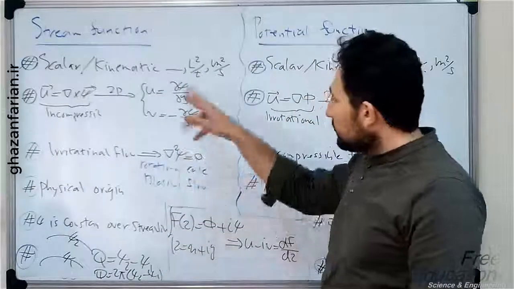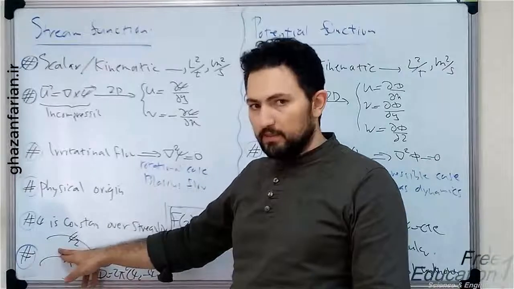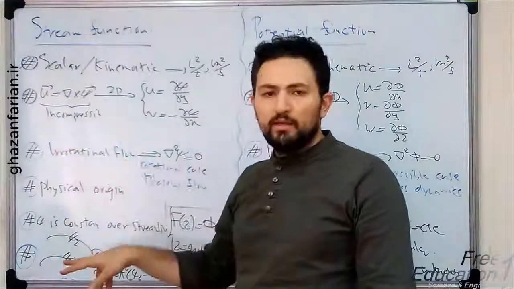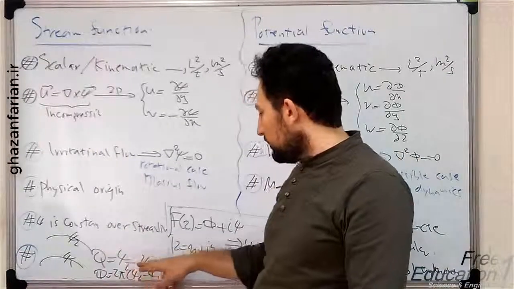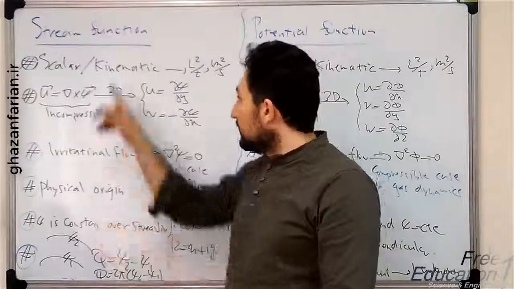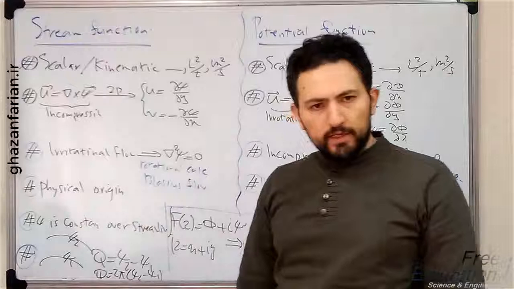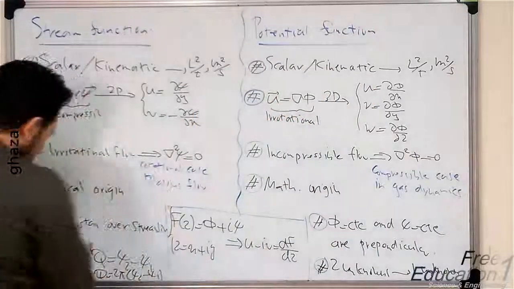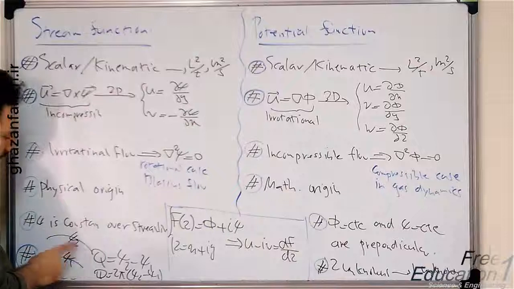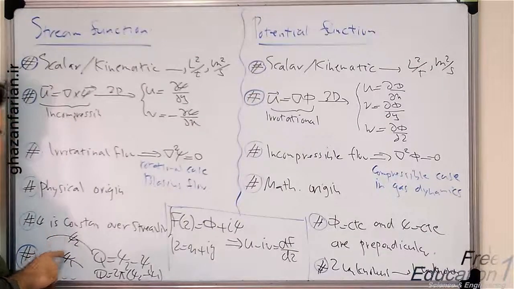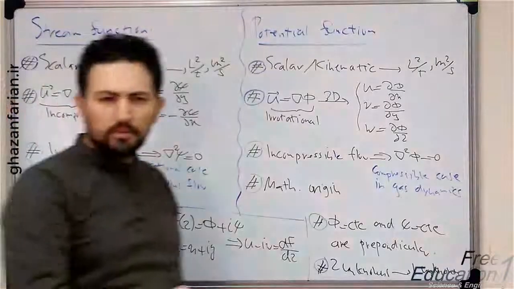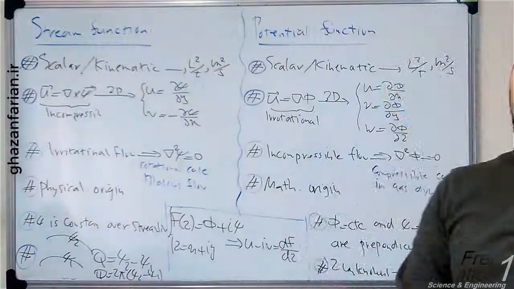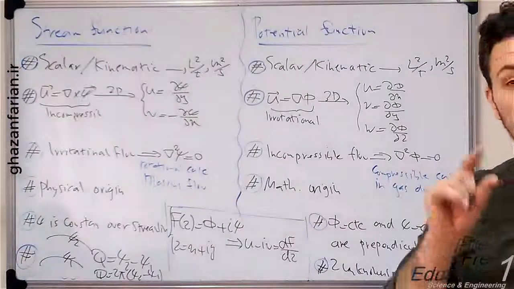The other characteristic of the stream function is that, since the flow is incompressible, we may use the volumetric flow rate, Q, which is equal to the difference of the magnitude of the stream function over each streamline. So we have two distinct stream functions. The magnitude of the stream function over the first streamline is psi 2 and the other one is psi 1. If you subtract these two quantities, it will yield the volumetric flow rate between those streamlines.